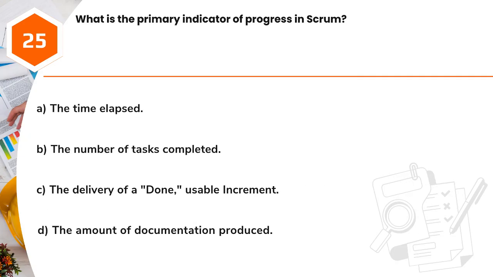Question 25. What is the primary indicator of progress in Scrum? A. The time elapsed. B. The number of tasks completed. C. The delivery of a done, usable increment. D. The amount of documentation produced.